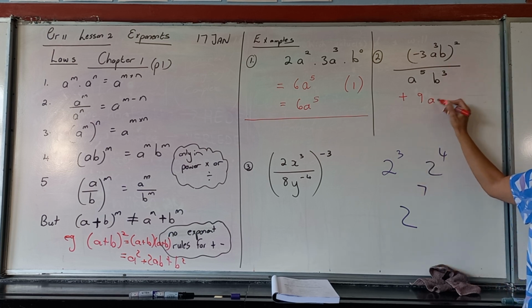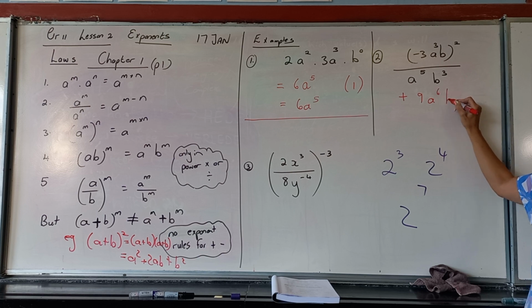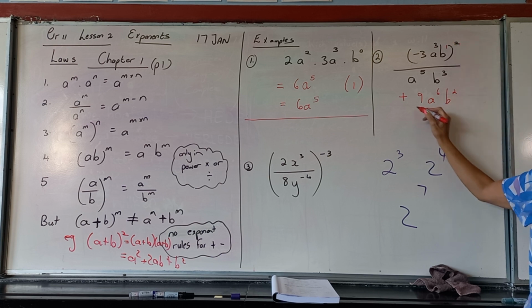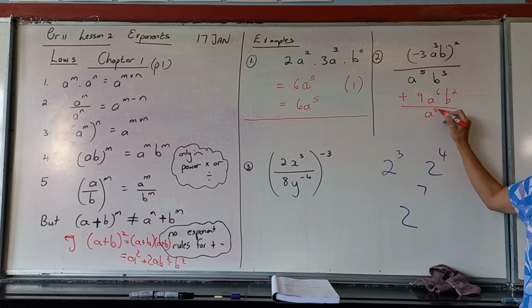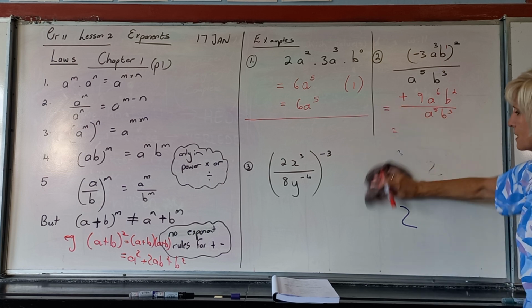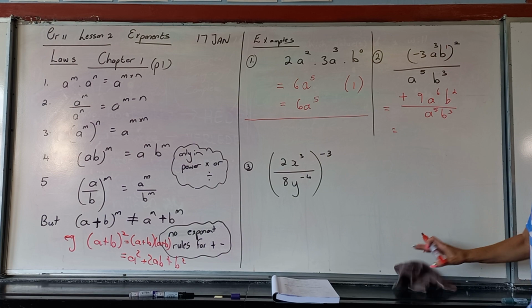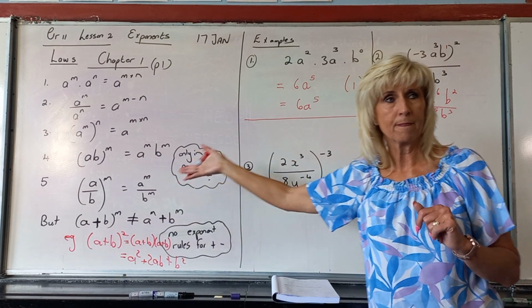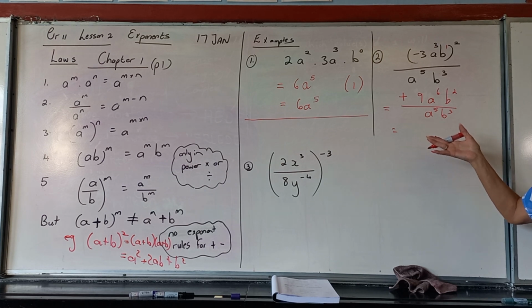Then it will be a to the 6, b to the... Excellent. Remember that little ninja 1 there that you can't see. And then it will still be at the bottom, A5 and B3, which you can't leave away. And then in your last step, what are you going to do now? Which rule? When you divide and the bases are the same, you keep the base, subtract the exponent.